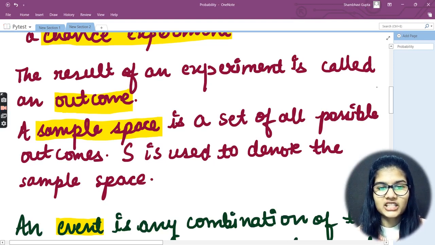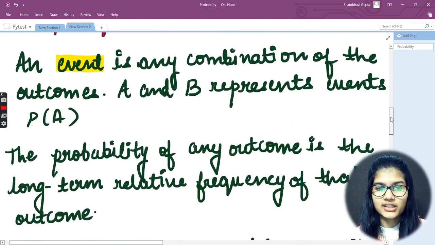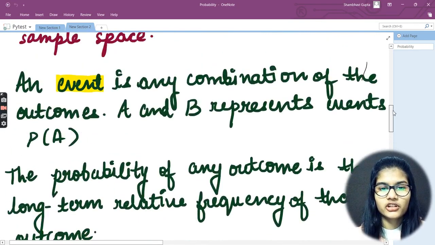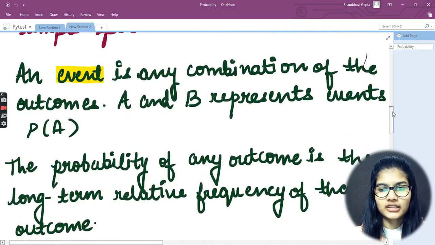Fine. What is a sample space? A sample space is a set of all possible outcomes. Whatever the possible outcomes are, it is the set of all of them. And how do you denote that? It is denoted using the capital S. So capital S is used to denote the sample space. Further we discussed the event, that is, what an event is. An event is a combination of outcomes, right? So A and B represent the events, that is probability of A. If you want to write that in the form of probability as well, it is probability of A like this. So what are the uppercase characters you are having?